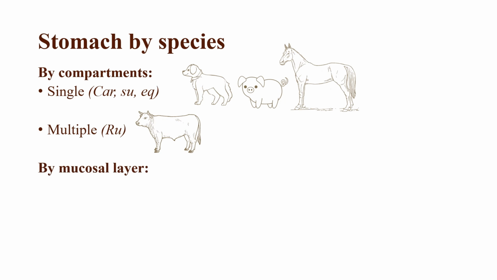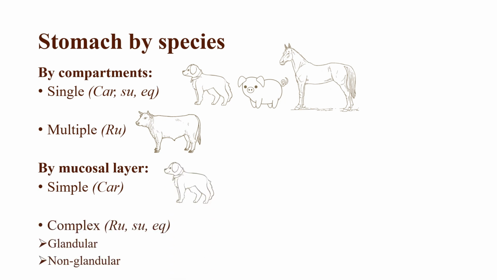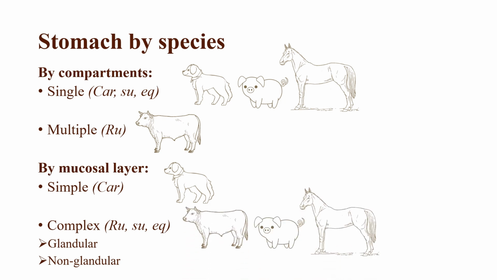And then we can differentiate by the mucosal layer of the stomach. It can be simple, which carnivores have, and then we have the complex, which cows, pigs, and horses have, and it has two parts, the glandular and the non-glandular.